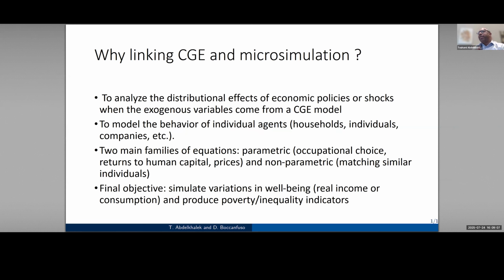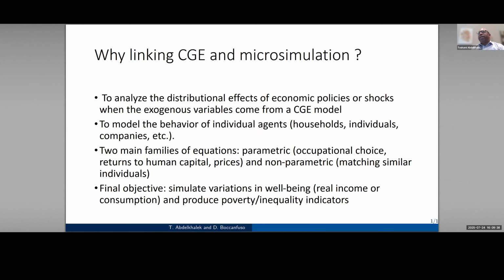Why? It's to analyze the distributional effect of economic policy shocks when exogenous come from the CGE model. We can have some models where we have a shock on macro level, like the model presented yesterday by Shahir, or other models, to see what is the situation for the individual agent. As I told before, it can be households, individual companies, or others.